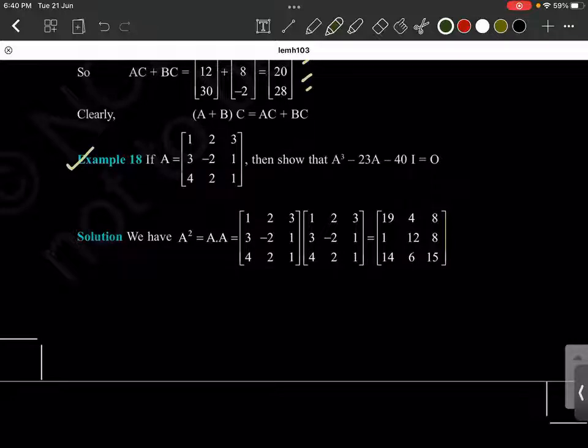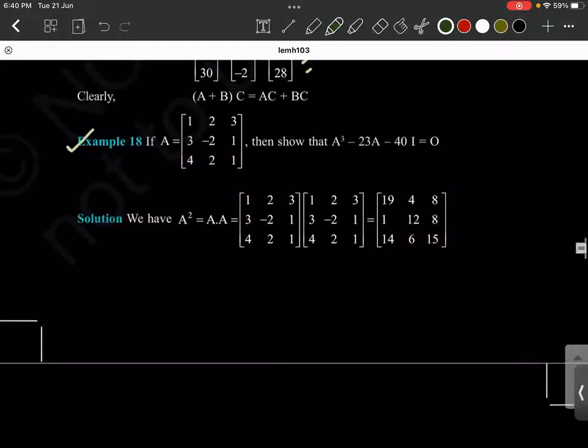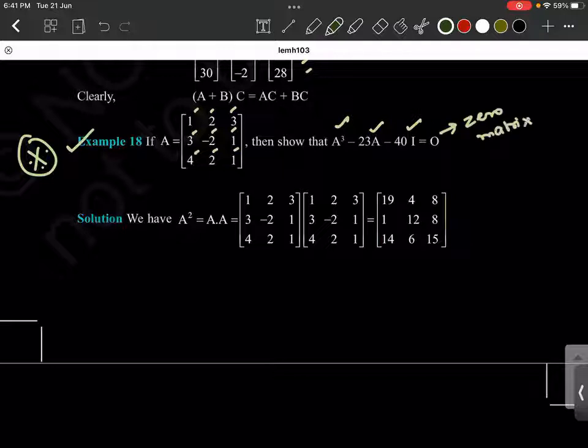Now, listen. This one alone, I'll do and show. So this is an important problem. Mark it as important. So A is equal to 1, 2, 3; 3, minus 2, 1; 4, 2, 1. Then we need to prove that A cube minus 23A minus 40 into I, where I is the identity matrix, is equal to 0 matrix.